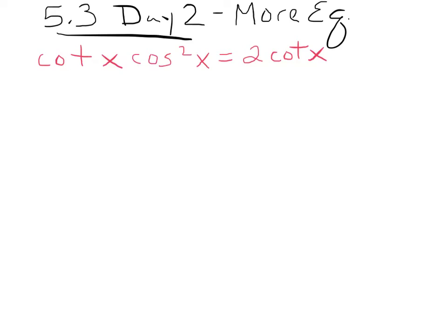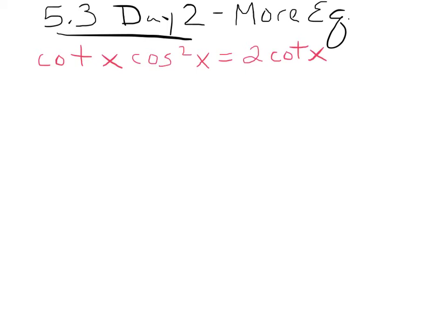Alright, so today we're going to do some more solving of trig equations. So we have an example here, cotangent x times cosine squared x equals 2 cotangent x. So just like before, we need to solve the equation. There's more than one trig function now, so it's not going to be so much isolating the trig function, but we're going to start looking into factoring and some of those other methods for solving equations.